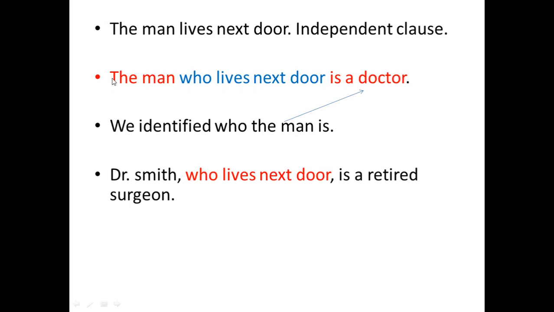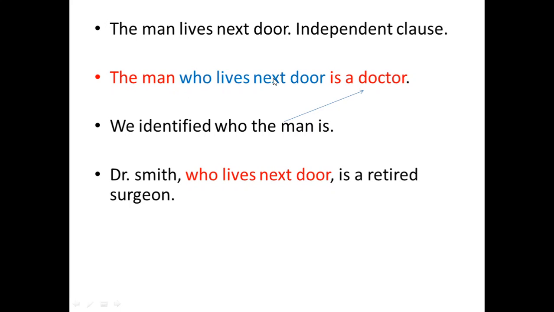So therefore, we can say the man who lives next door is a doctor. So there you go. We now know who the man is. The man is a doctor. And in this case, who lives next door, can we remove it, right? Listen. Well, we can't remove it basically because this is important. It is very important here. Here we are dealing with what I just said. I'm going to explain it for you.